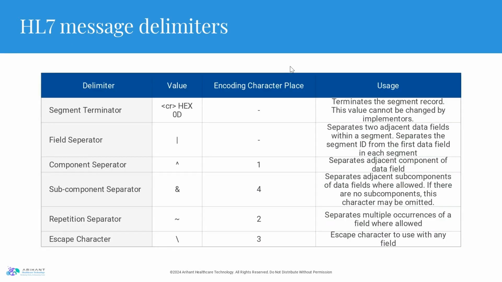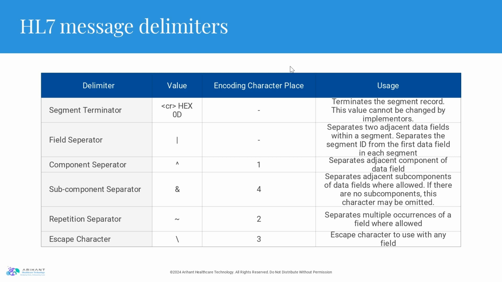Then HL7 message delimiters. HL7 message delimiters are nothing but, while designing the HL7 message, these delimiters are used to properly decode or encode the message. So encode the message from one end and decode at the other end. So for each segment, the first one is a segment terminator, where we use the carriage return as a delimiter. So carriage return is basically the end of the segment, and how it is, I'll explain in the further slides.